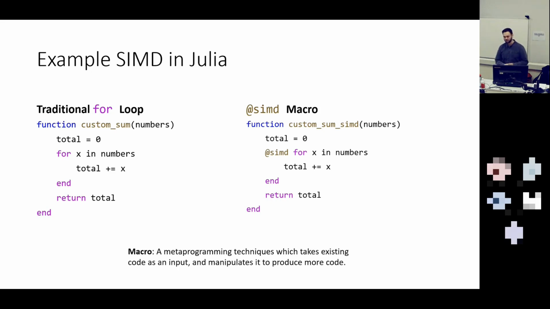And a macro is a metaprogramming technique. Metaprogramming is just writing code that writes more code. So the macro takes as input this for loop written in the source code, and it will produce some more code to translate all of the addition operations and all of the iteration through your array into the vector instructions. Does that make sense?